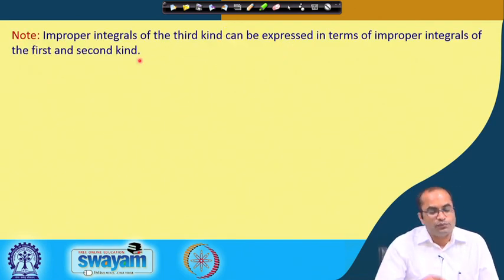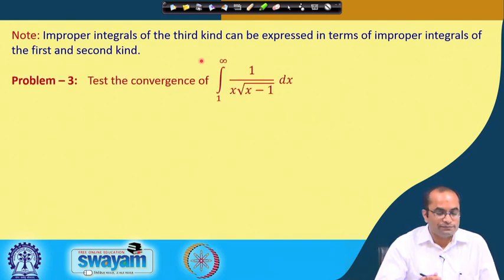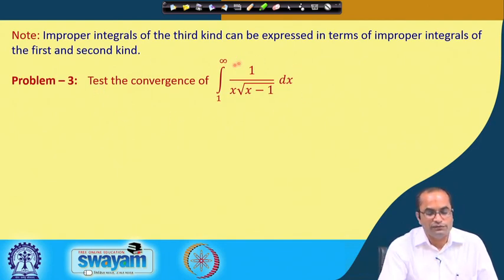Now, if we have the improper integrals of the third kind. Just to recall, the improper integral of the third kind is a mixture of the integrals of kind 1 and kind 2. For example, we have this integral from 1 to infinity of 1 over x square root of x minus 1 dx. So, we have both cases here.